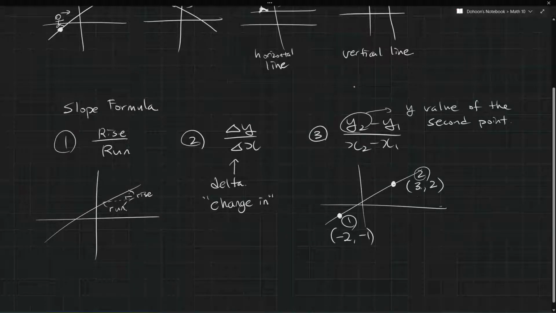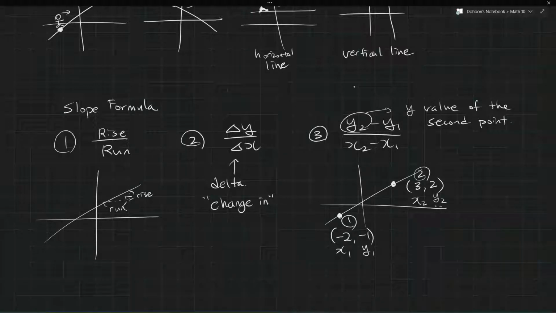After I choose it, I can label them with x1, y1, and x2, y2. My x value of the first point is -2, and the y value of my first one is -1. My x value of the second point is 3, and my y value of the second point is 2. Now I label them. Only thing that I have to do is plug it into the formula.